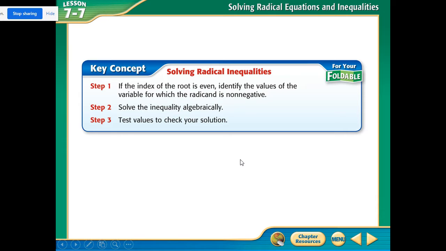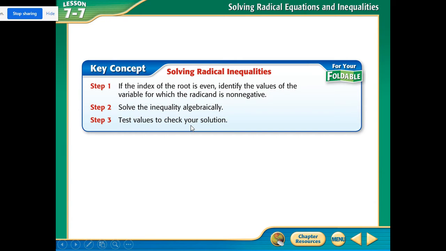If the index of the root is even, which is all the ones that we're going to be doing today, if it's odd, actually you can skip the first step. But if the index of the root is even, identify the values of the variable for which the radicand is non-negative. Step 2, we're going to solve the inequality algebraically, just like what we did yesterday. And then step 3 is we're going to have to test some values.